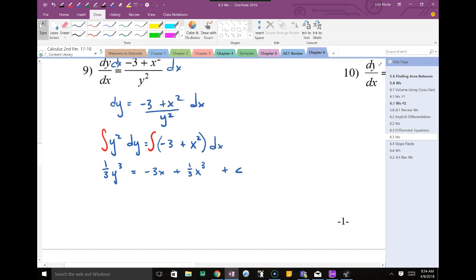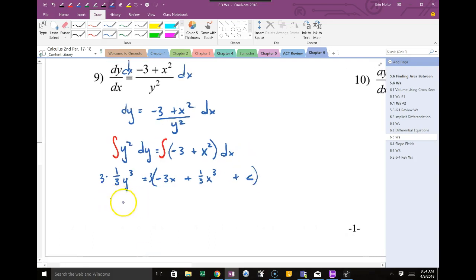Okay, now how would you isolate your y? Multiply everything by 3. So I'm going to have y cubed equals -9x plus, what's 1/3 times 3? And then notice I have a c at the end, so this is the only letter that you don't have to multiply things by in calculus. And then what's my last step here?